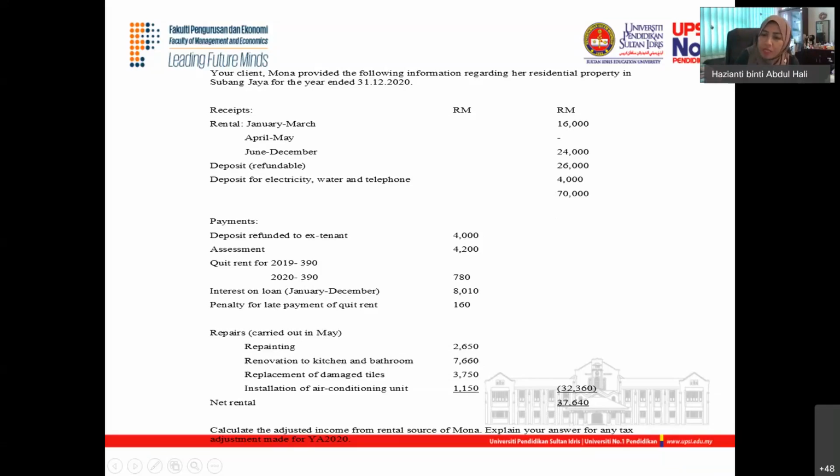You cannot furnish this to Lembaga Hasil because this is not the final rental income of Mona. We have to do some adjustment. All right, so maybe you can try to figure out how much is the adjusted income from Mona. Can you calculate now?